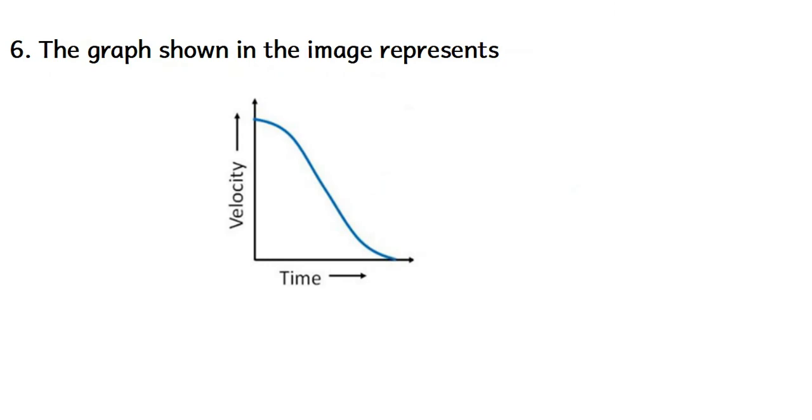Now moving to next question. The graph shown in image represent. Here we have an image of velocity time graph. This graph shows a curved line. So clearly we can say if a curved line is there, object has non-uniform motion. But here it is velocity and time, and a ratio between velocity and time gives the idea of acceleration. That means it has non-uniform acceleration.